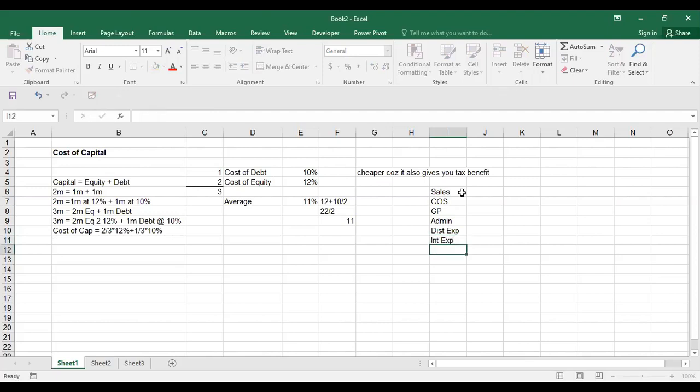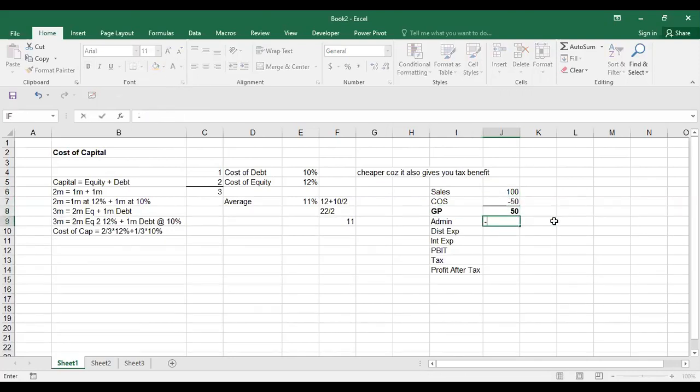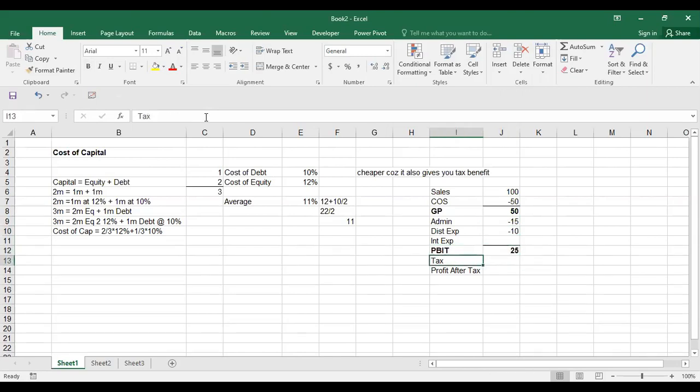Interest expense, PBIT, profit before tax, then I pay tax, and then I get profit after tax. Let me explain what that means and why I'm doing it, because it's important. I say sales are 100, cost of sale is 50, my gross profit is $50. From here my admin expenses are 10, distribution expenses are 10, and let's suppose that this is all, and you get minus 15. So you've got profit before tax of $25, and let's suppose that your tax is 30%. So you have to pay 30% here, so this multiplied by 0.3 is my tax expense, and this is my profit after tax.